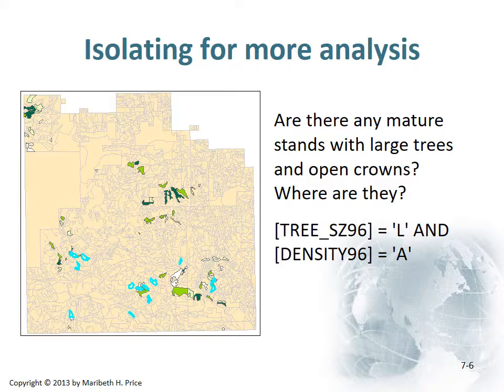And if we do this query asking for both L and A, then we're only going to get the stands from the previous selection that meet those criteria. So we are further restricting, or as the slide says, isolating areas for a more close analysis of their characteristics. And then the new selection is smaller than the initial selection.